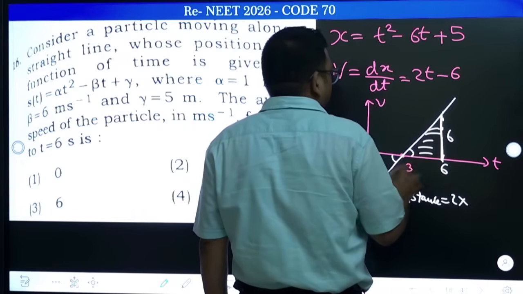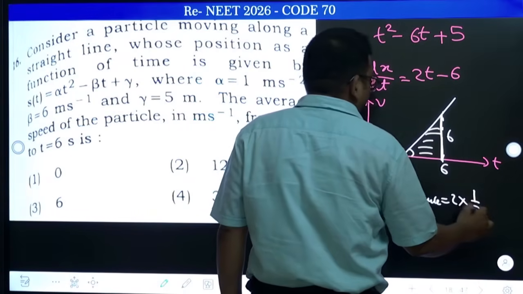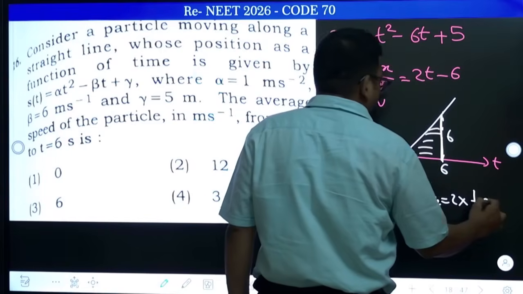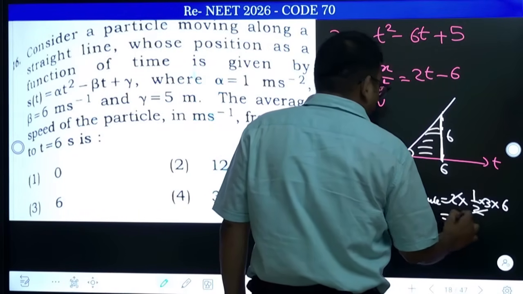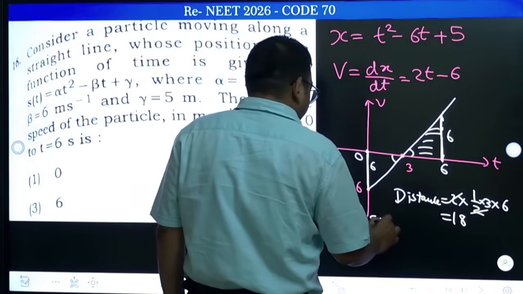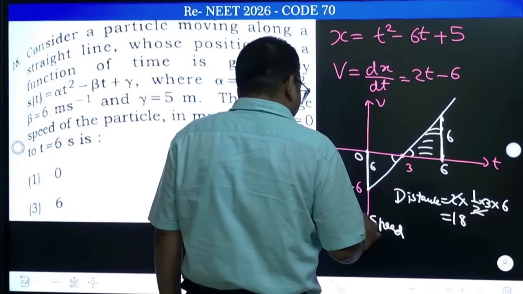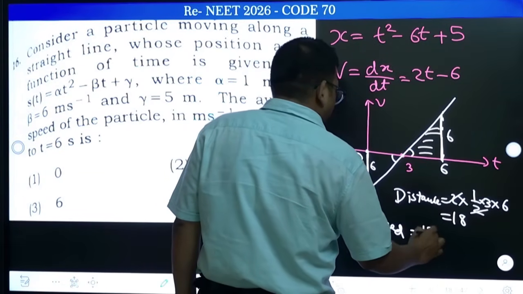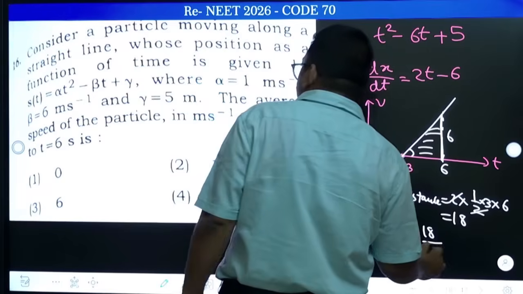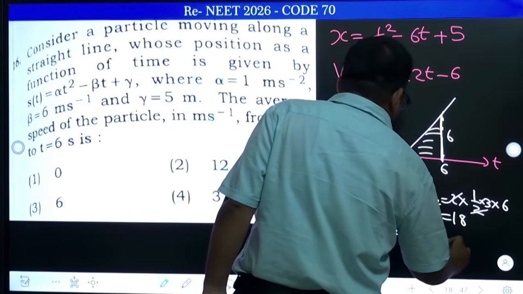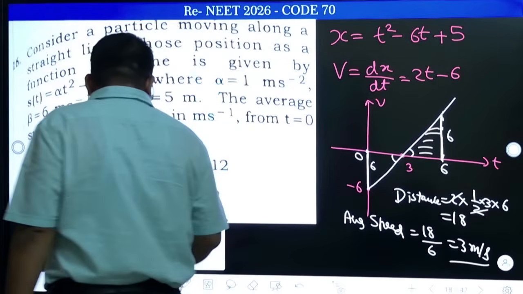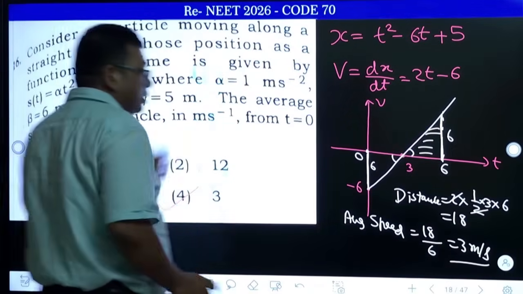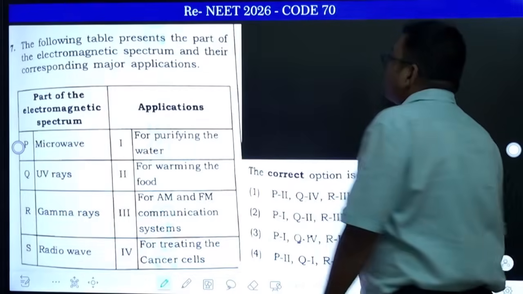This area is how much? Half into base. Base is 3 into height is 6. So you got 9, and twice that is 18, right? So speed, average speed is distance 18 and time total is 6, 6 second only. So that comes as 3 meter per second. Correct. So that's the answer, 3 meter per second. Let us move next.